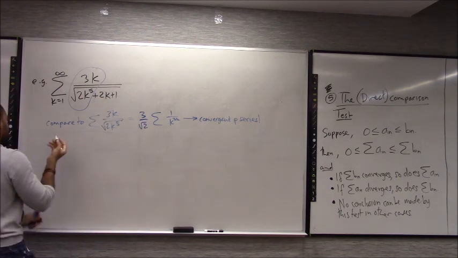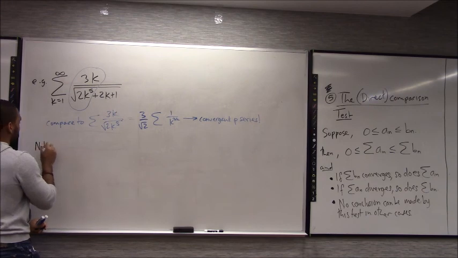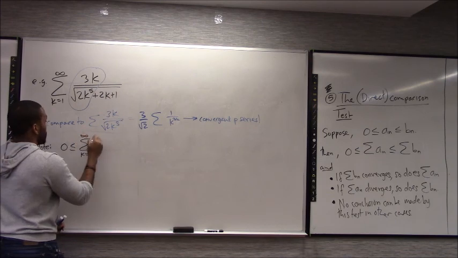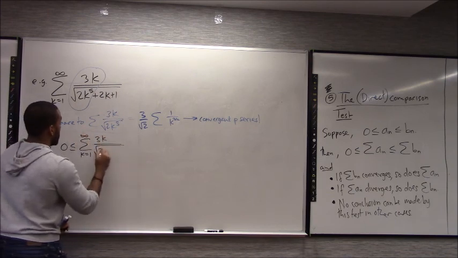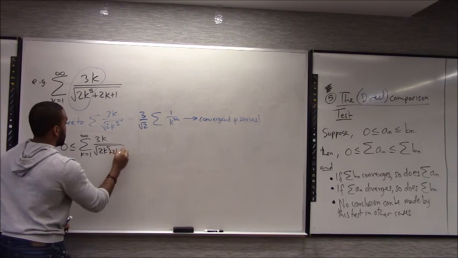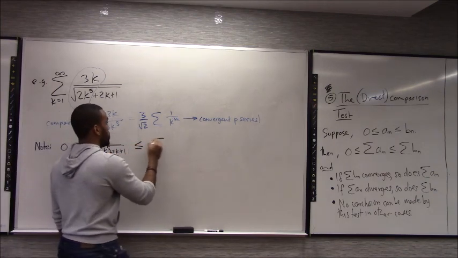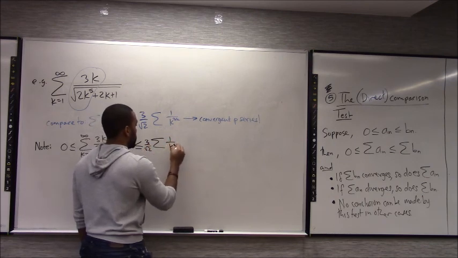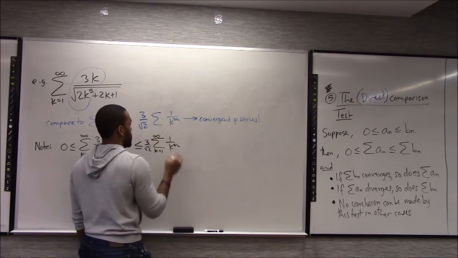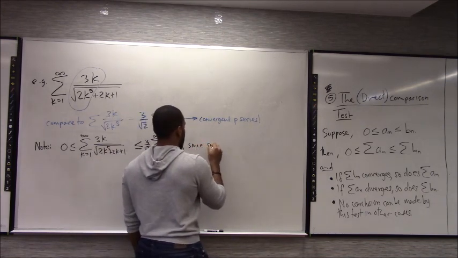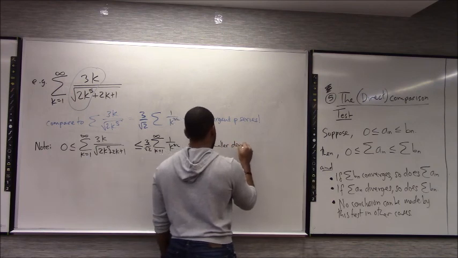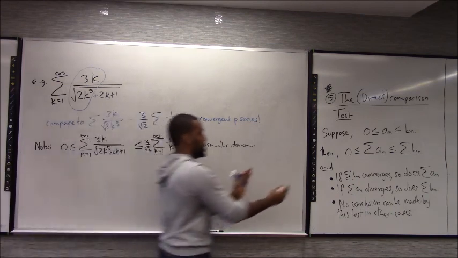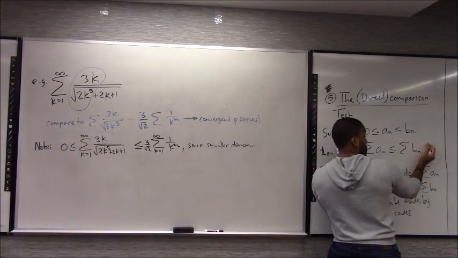So now you're going to start writing out, note, 0 is less than or equal to the original term, which is less than or equal to 3 over radical 2, 1 over k to the 3 over 2, since smaller denominator. Okay, so now you have this inequality set up, which mimics the inequality set up in your comparison theorem.